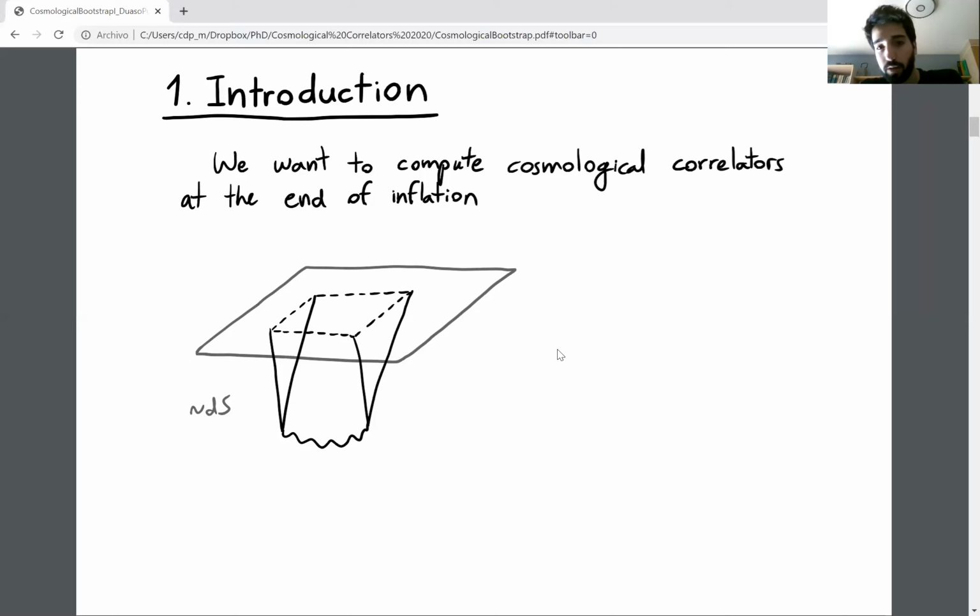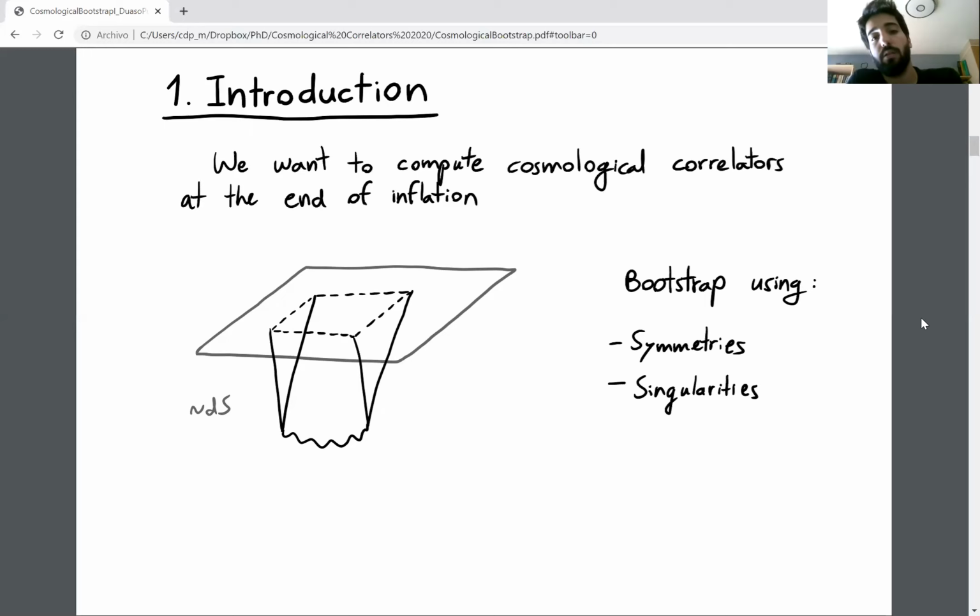And in particular, we are going to be interested in this kind of correlators that I have depicted here. This is a 4-point correlator, which corresponds to a process which is the spontaneous creation of a particle in the de Sitter, which then decays into other particles like the inflaton or gravitons, which then leave their imprint in the observables. The way we want to compute these objects is purely from the boundary.